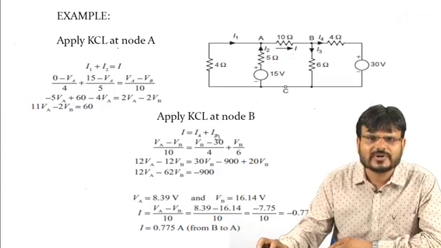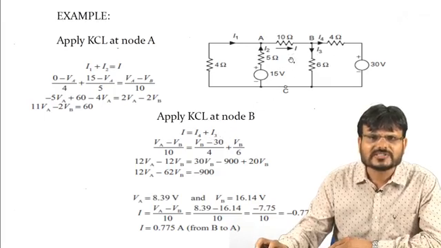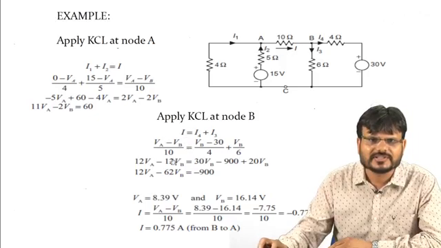I is equal to I4 plus I3. And what is the I? I is equal to what? VA minus VB upon 10. You can see here, I is equal to VA minus VB upon 10.